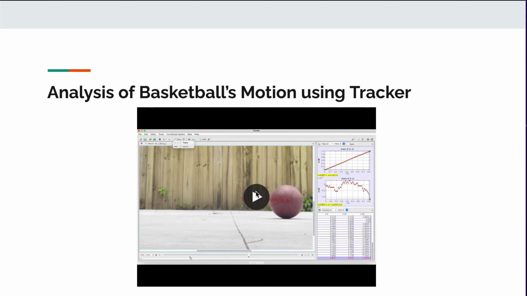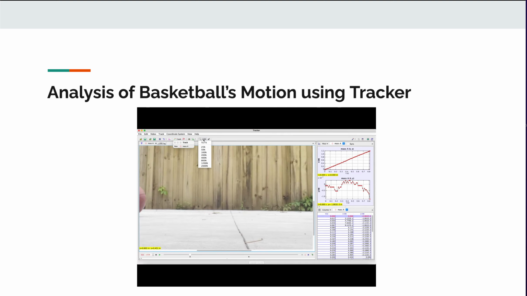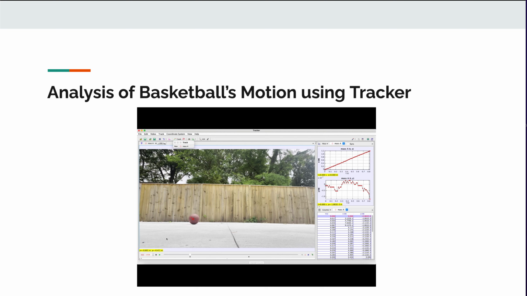So to analyze the basketball's motion, I use Tracker. Tracker is used here to plot the basketball's motion with respect to time. As seen in the video, I chose to roll the ball from the left to the right. This means that I selected the right side to be positive. Because my ball moves alongside the x-axis to the right, the resulting position versus time graph is positive and increasing to the right.